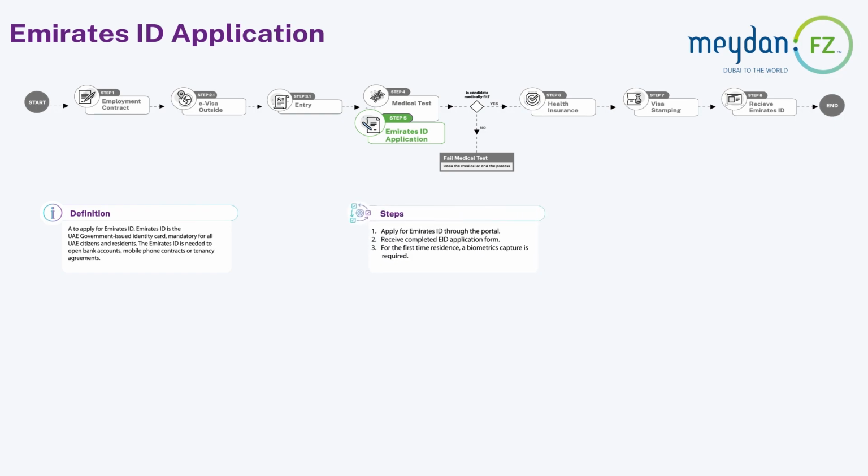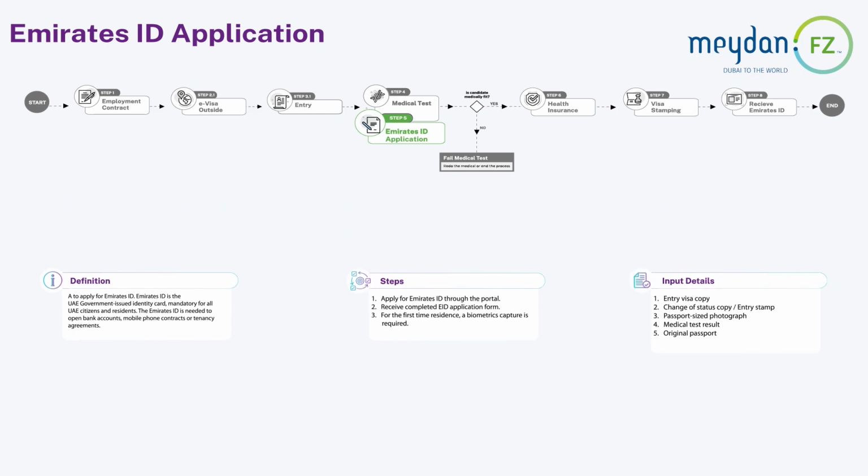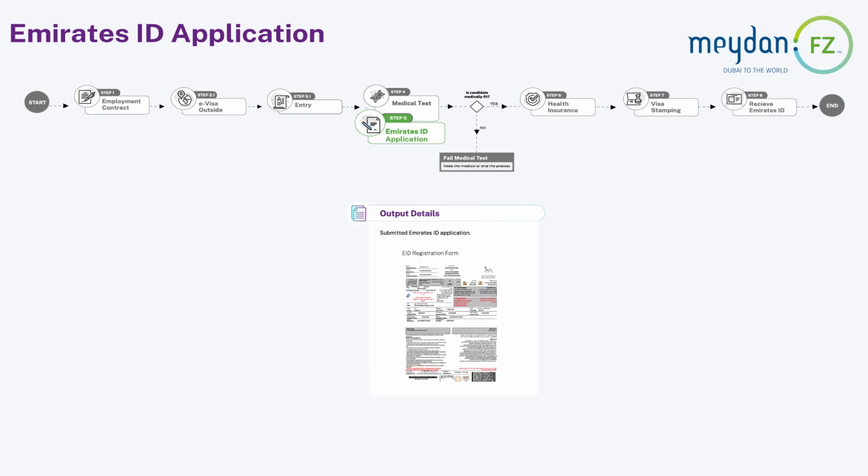Let's look at the steps to apply for Emirates ID. Apply for Emirates ID through the portal. Receive and complete the Emirates ID application form. For first-time residents, biometric of the applicant has to be captured. Below mentioned are the documents required to apply for Emirates ID. Highlighted now is an example of a filled application form.